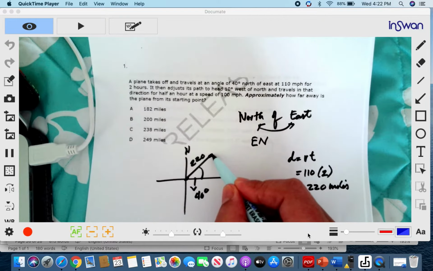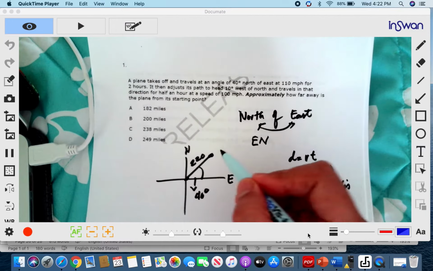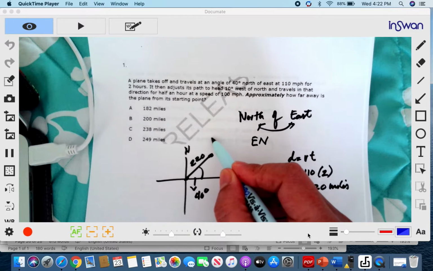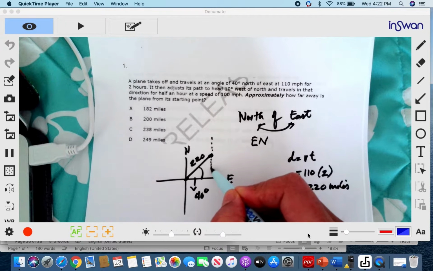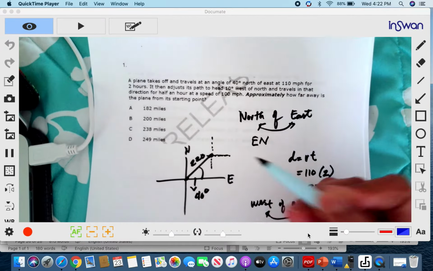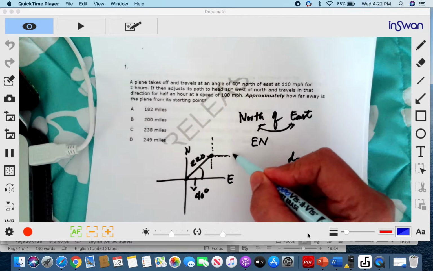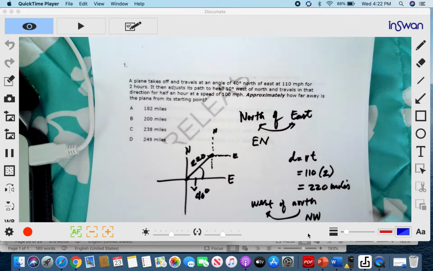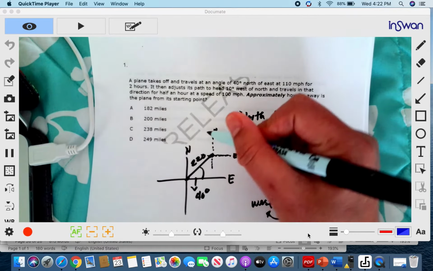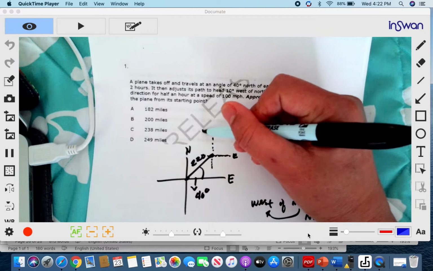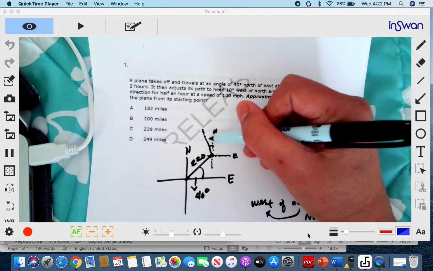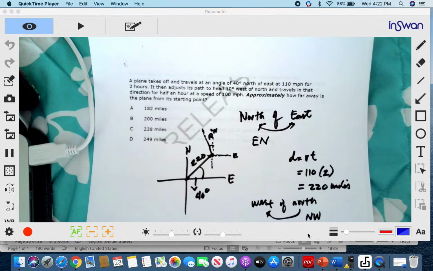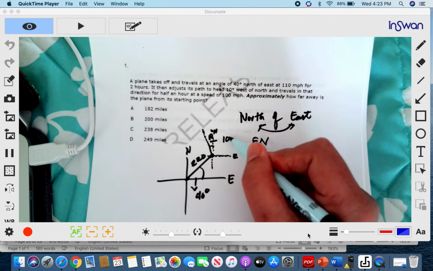So what should you do? From the point where it stops and adjusts from its position, you draw again another Cartesian plane. This is again your east, that's your north. It says it's going to travel from north to west by 10 degrees. So that will be this. This is about 10 degrees.